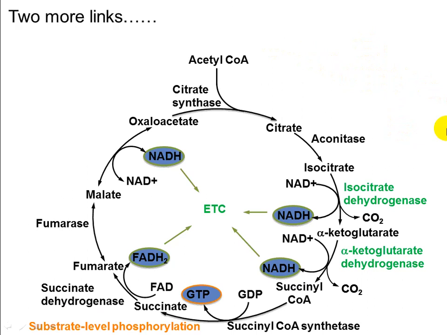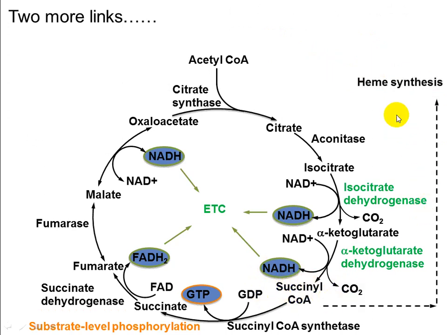Two more examples. Succinyl-CoA can be utilized to synthesize heme. Heme is an important component for many mitochondrial enzymes, as well as for hemoglobin. On the other side, malate can be shuttled back to cytoplasm and used for gluconeogenesis.